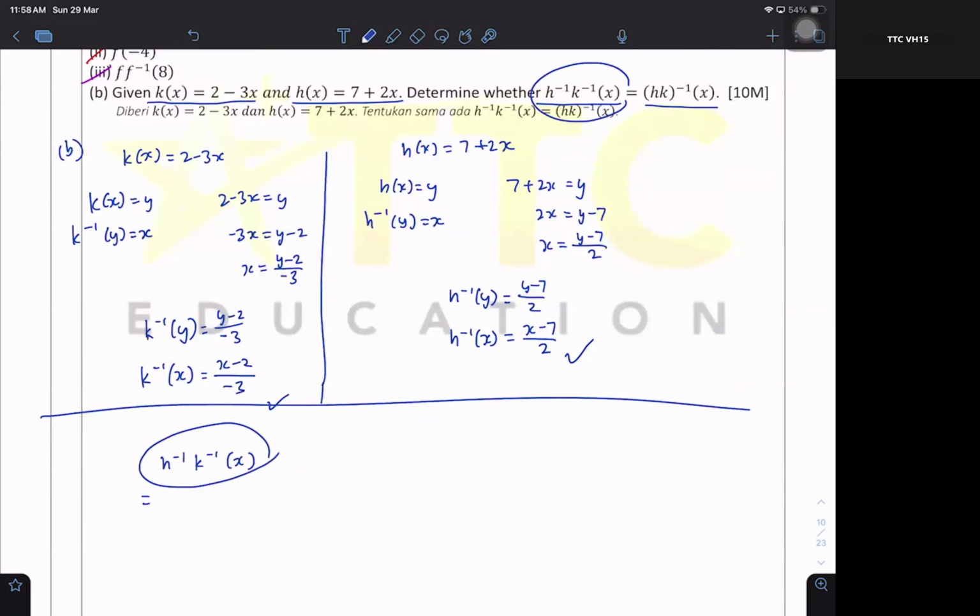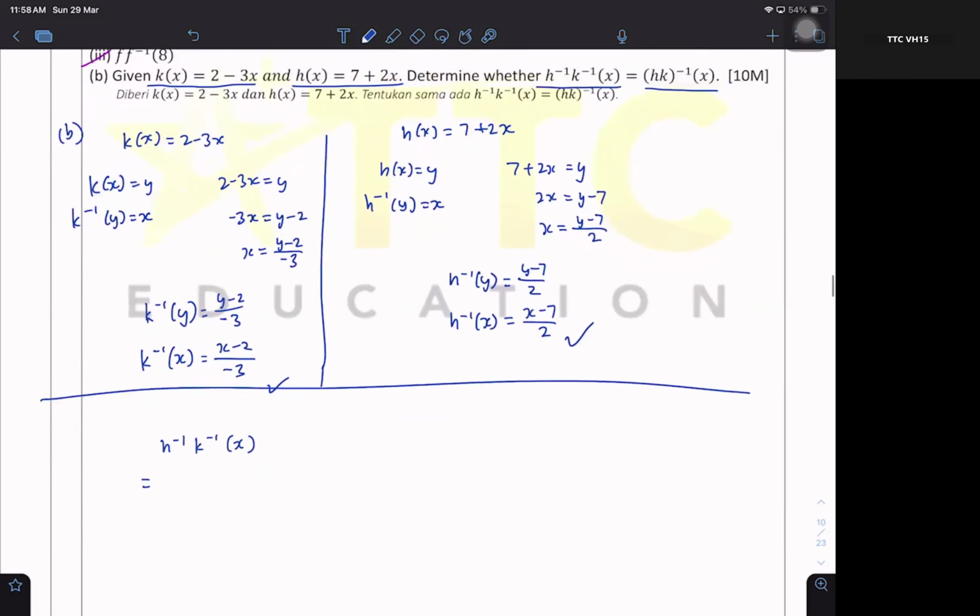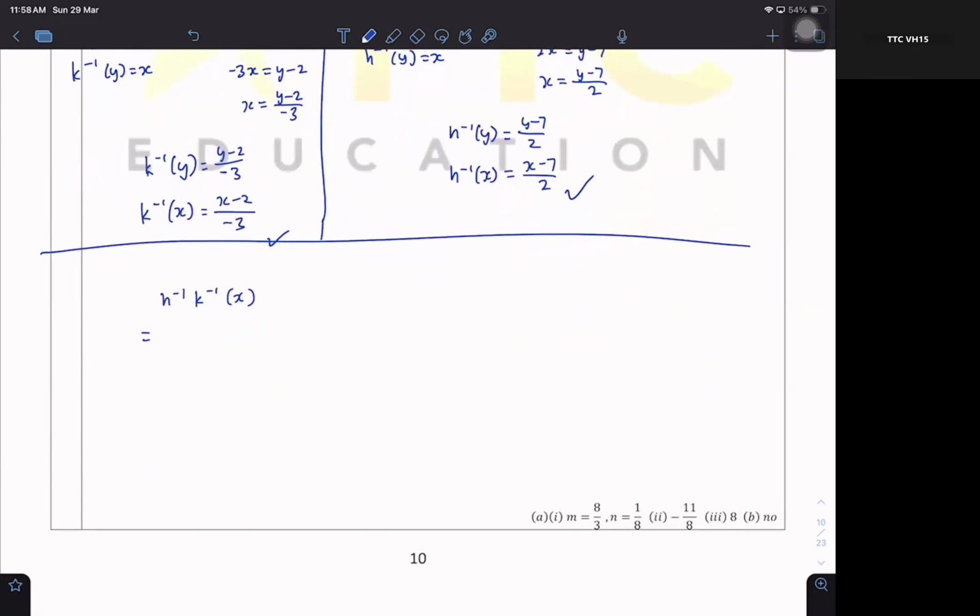For H inverse K inverse, you leave the left hand side and do the right hand side first. It's always like that, right? From the very beginning, we always do it like that. Leave the left hand side first, always start with the right hand side. What is K inverse? K inverse is this one, right? Yeah, copy. Okay, so K inverse is x minus 2 over negative 3.